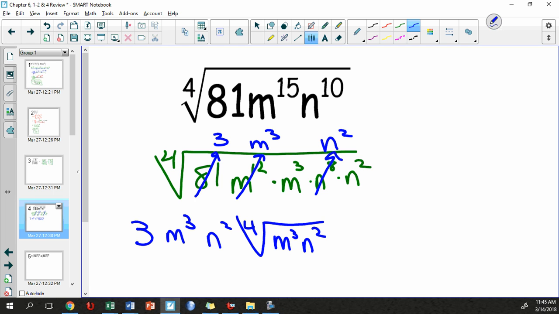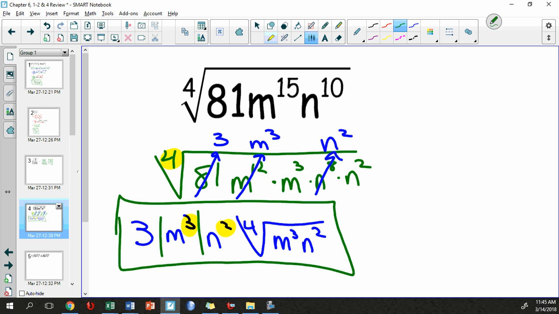Even root, odd power. My root is right here, which is a 4. Is that an even root? Yes. My powers are 3 and 2. Are either one of them odd? Which ones are odd? The m is odd. So you are only going to put absolute value bars around the variable that has an odd power. Do we all understand that?